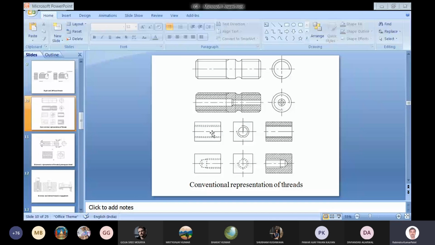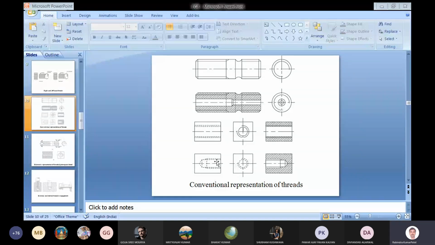Now we have the internal thread, where the thread cannot be seen from outside, so dashed lines are drawn here, and corresponding to that the side view can be drawn like this. Two concentric circles will also be here. Only thing is that the broken circle will be the outer circle, and the section of this internal thread has been shown here.